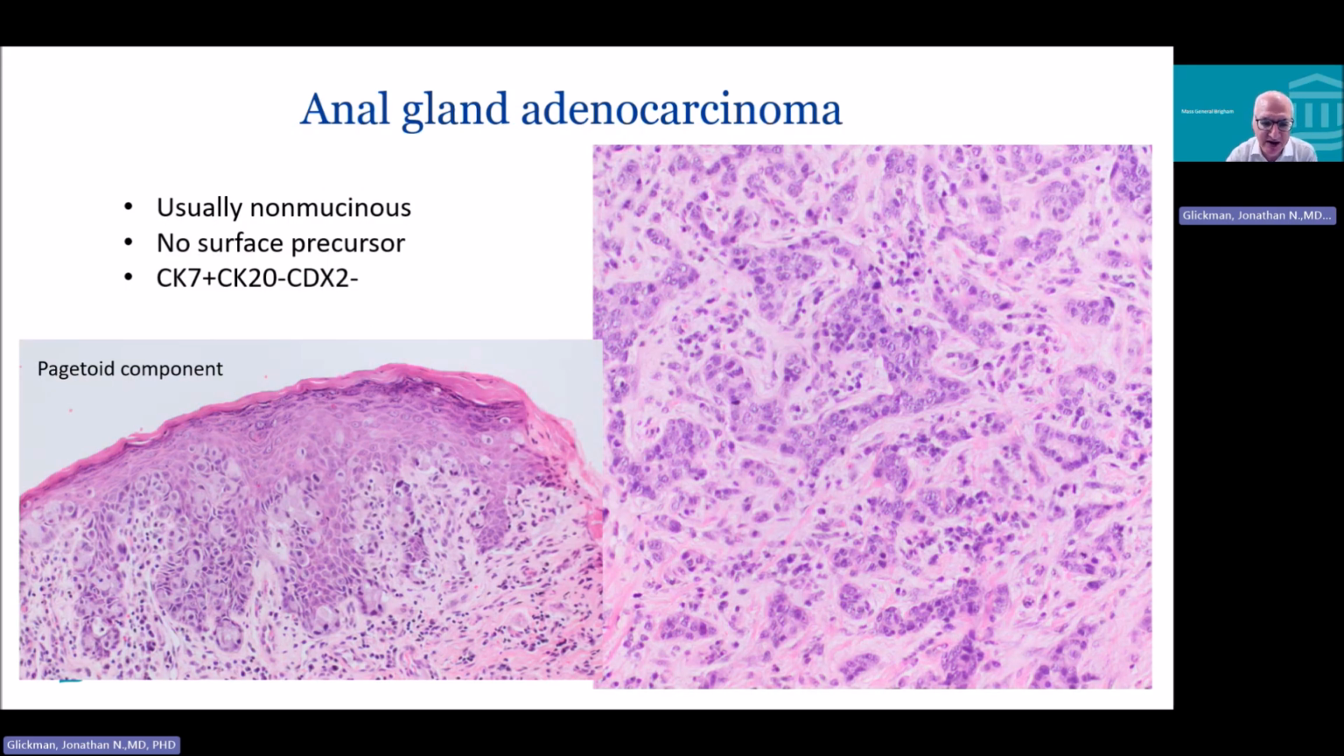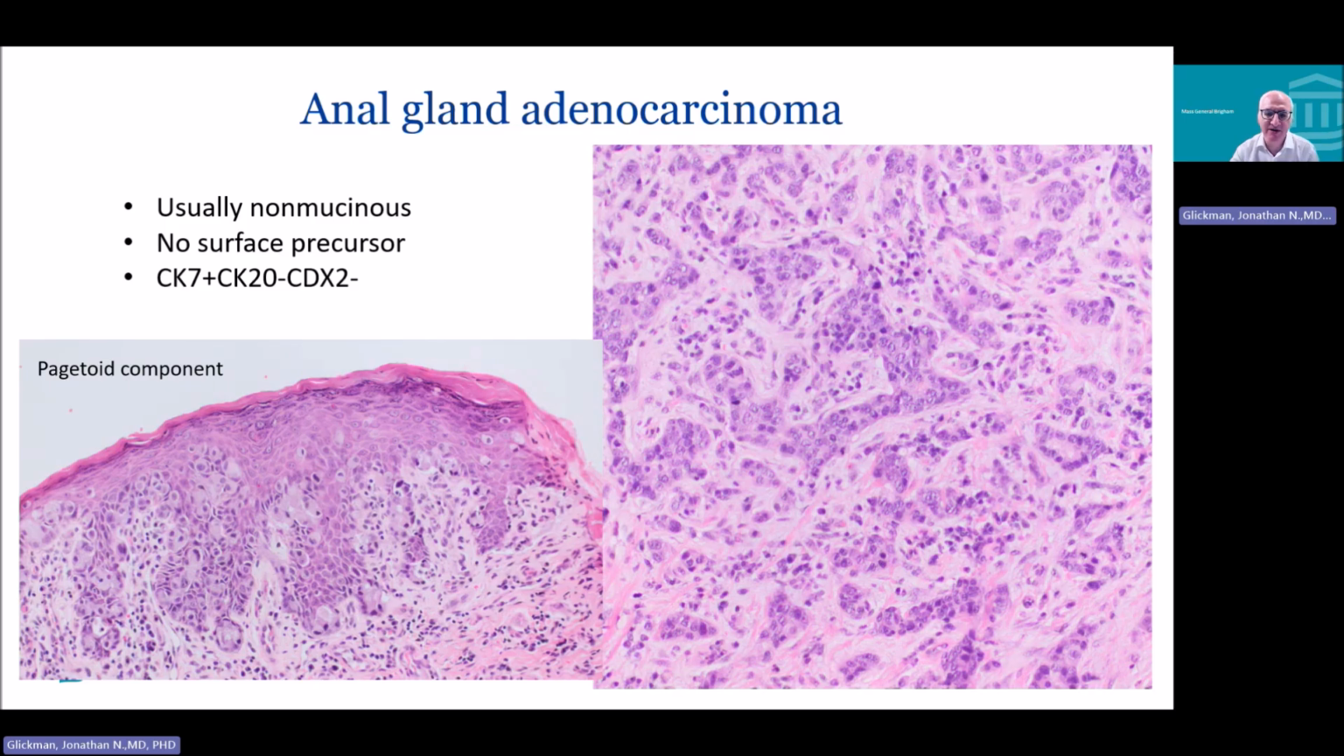And this is an example of an anal gland adenocarcinoma. So there's a population of glands that reside in the anal canal that can rarely give rise to malignancy. These are usually non-mucinous gland-forming cancers. The glands often are very small caliber, or the cells can be more nested. There is no surface precursor, but the tumor cells can actually spread into the squamous epithelium in a pagetoid fashion.